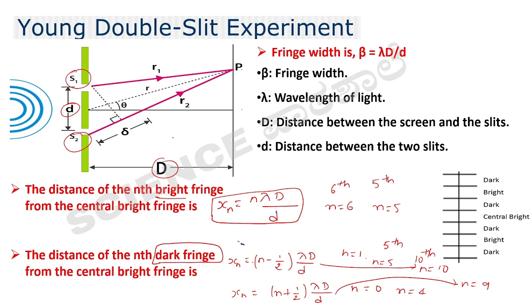So if it is a bright fringe, we have to remember this formula. If it is a dark fringe, you have to remember this formula. Clear? So we have to note down all these and we have to revise. Clear? So we'll go to the first numerical.